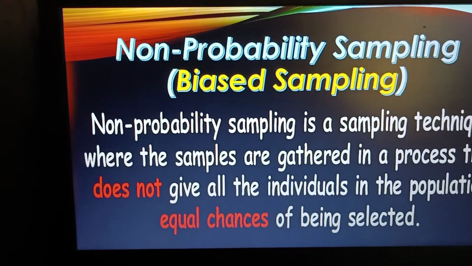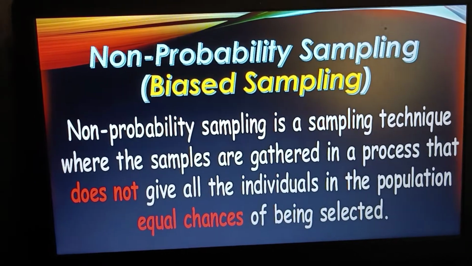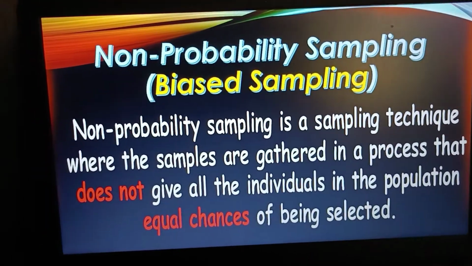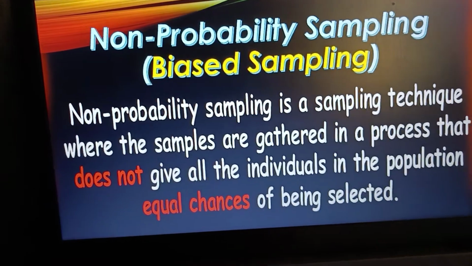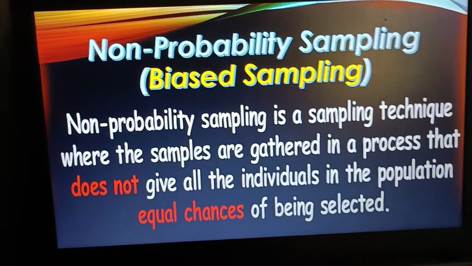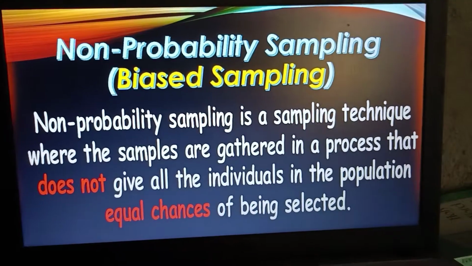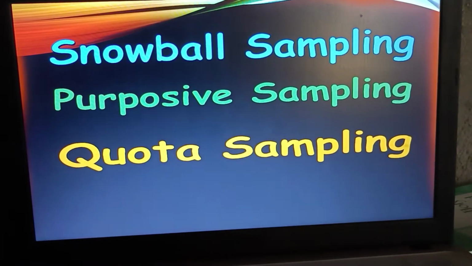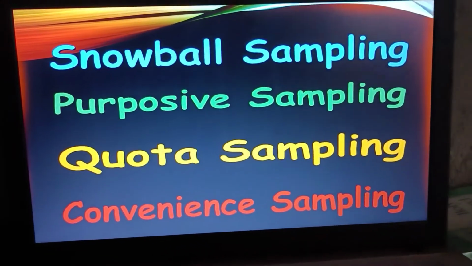When we say non-probability sampling technique, it is a biased sampling. Non-probability sampling is a sampling technique where the samples are gathered in a process that doesn't give all the individuals in the population equal chances of being selected. So it is totally a biased way. The first type is snowball sampling, followed by purposive sampling, then quota sampling, and the last is convenience sampling.